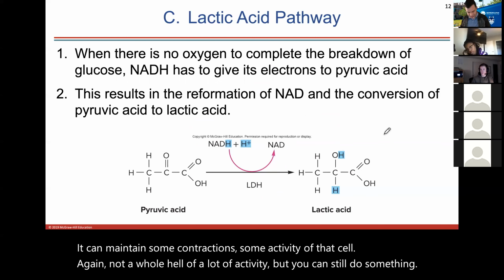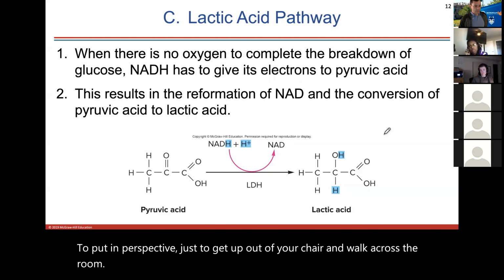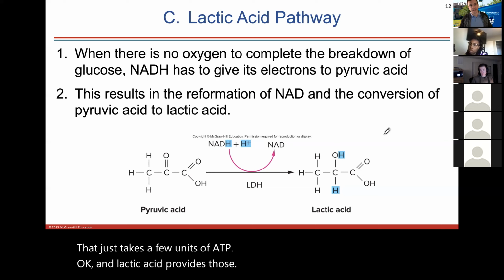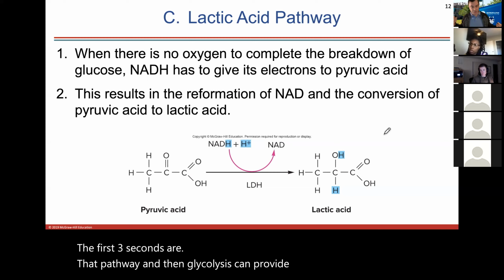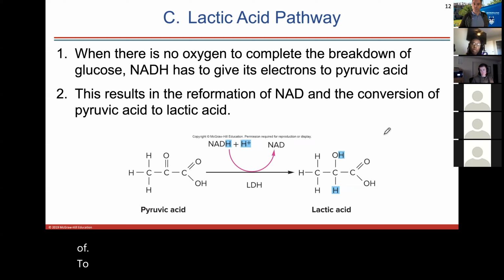To put in perspective, just to get up out of your chair and walk across a room, that just takes a few units of ATP. Okay. And lactic acid provides those, the first 3 seconds are that pathway. And then glycolysis can provide maybe 15, 20 seconds worth of energy to walk across the room. Okay. That doesn't sound like a whole hell of a lot of work.